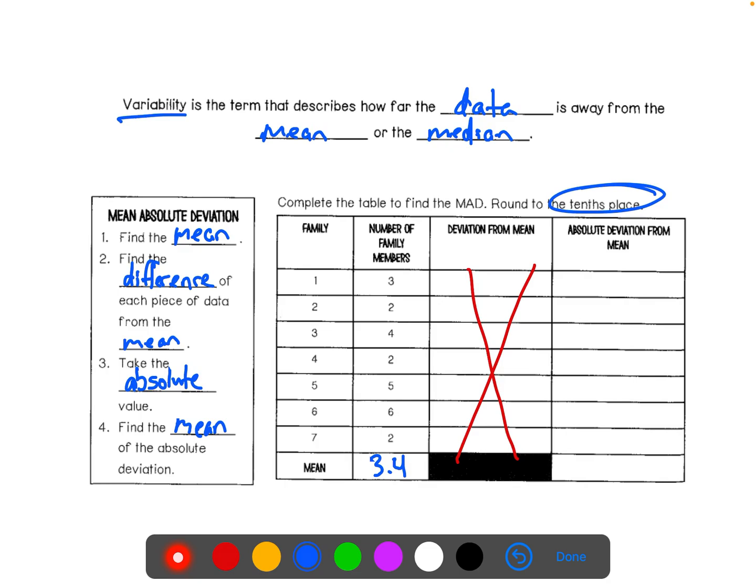Okay, so rounding to the 10th place, which I think we don't need to round anything. I think they will be to the 10th place. We know that for this one, the family is 4/10 under the mean, and we'll just write that instead of negative 4/10, just 4/10, and then we'll fill in the rest here. All of these compared to 3.4, all these family members.